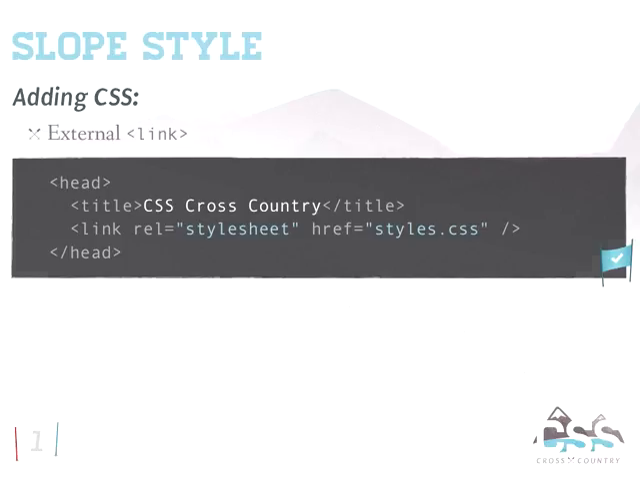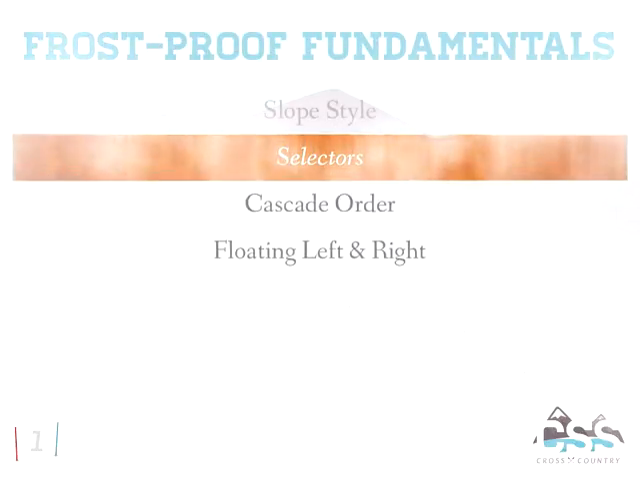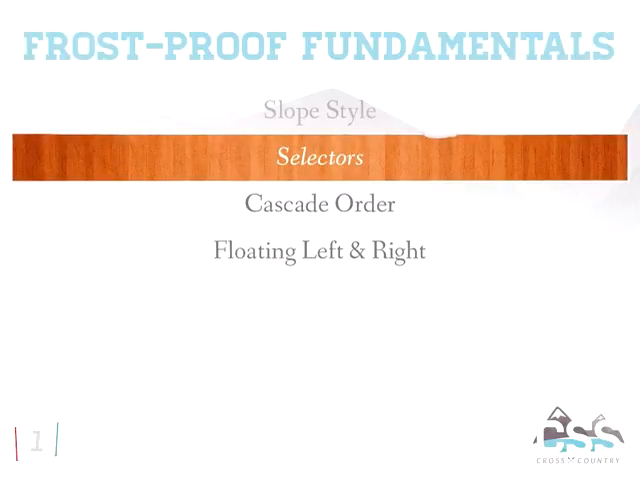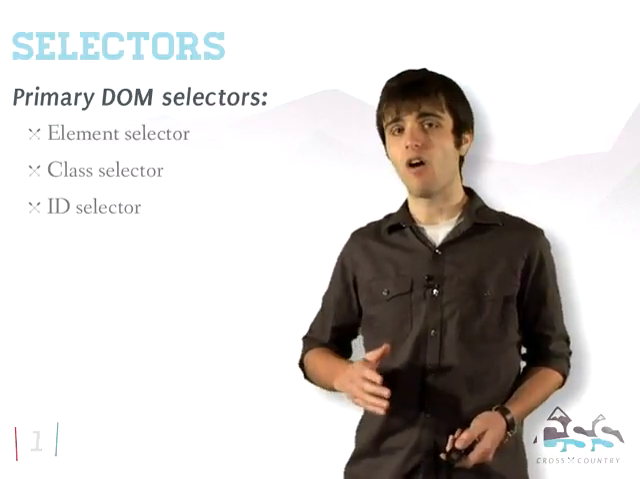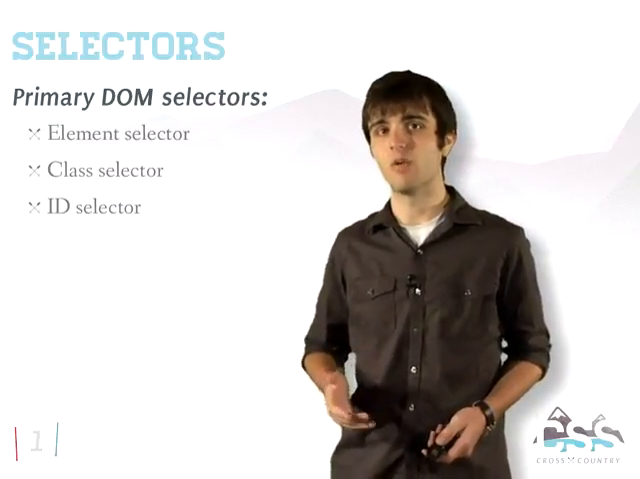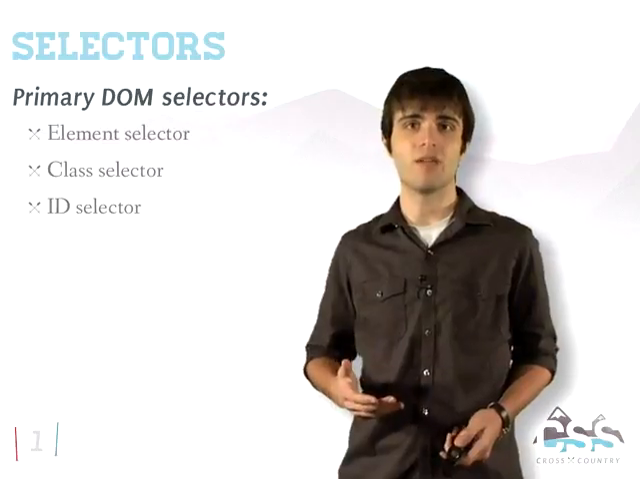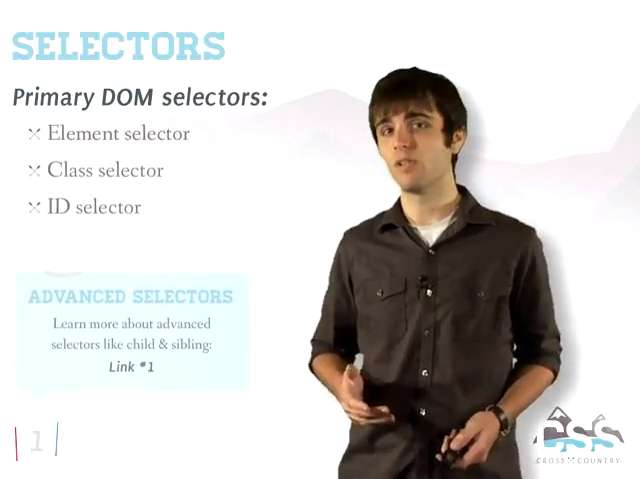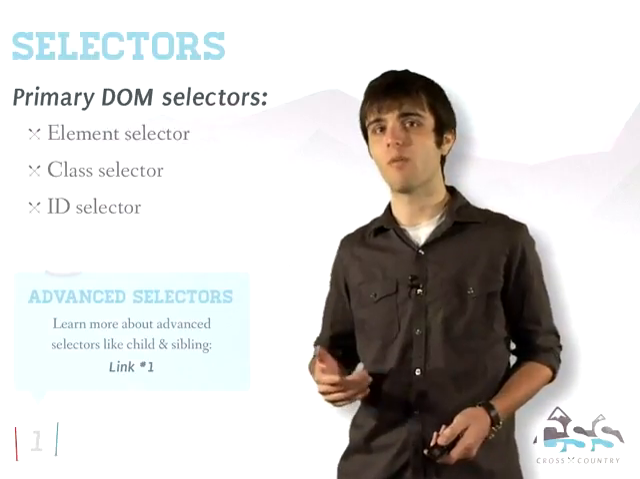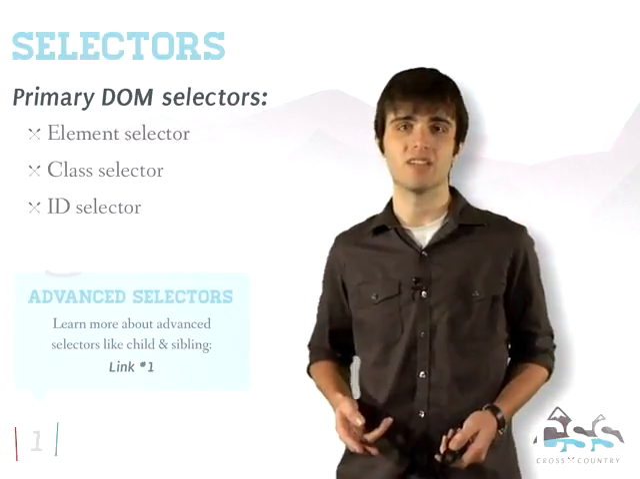separate style sheet. Moving on, there are three basic selectors we're going to cover in CSS Cross Country, and these are the element, class, and ID selectors. There are a number of more selectors to deal with, but we're not going to cover them in depth in the course. If you'd like to learn more, visit link 1 below this video to learn more about things like the child and sibling selectors.